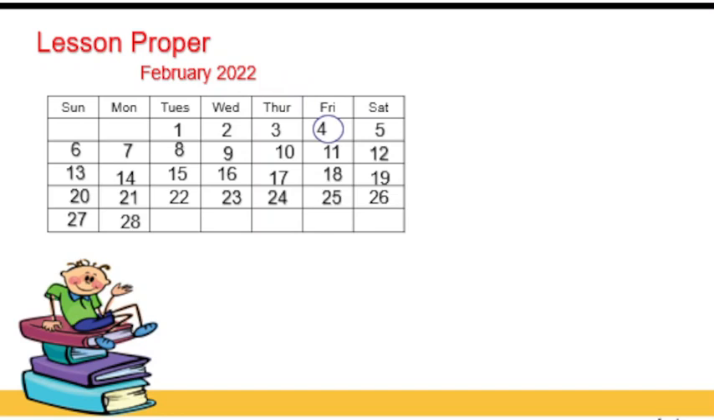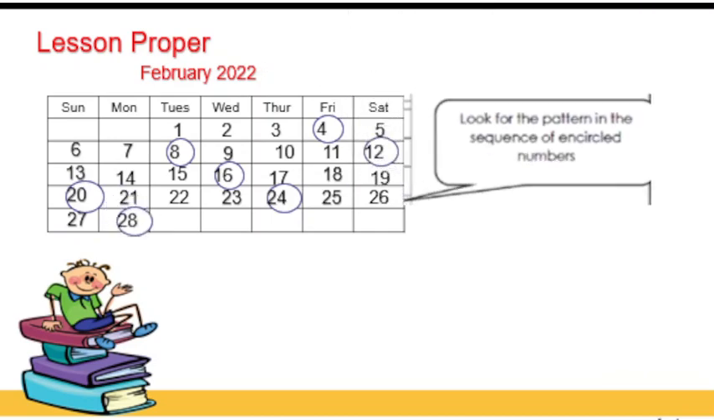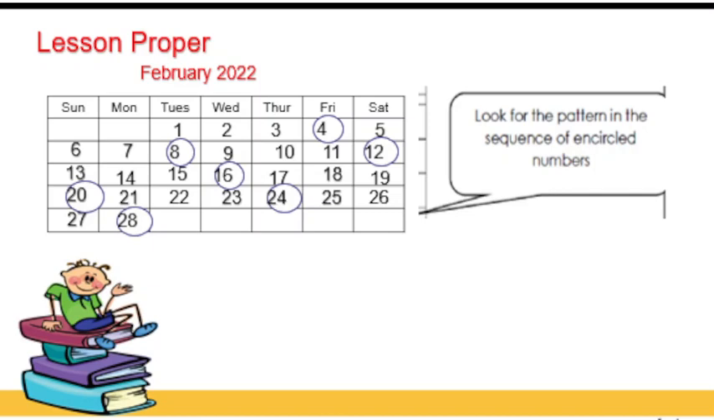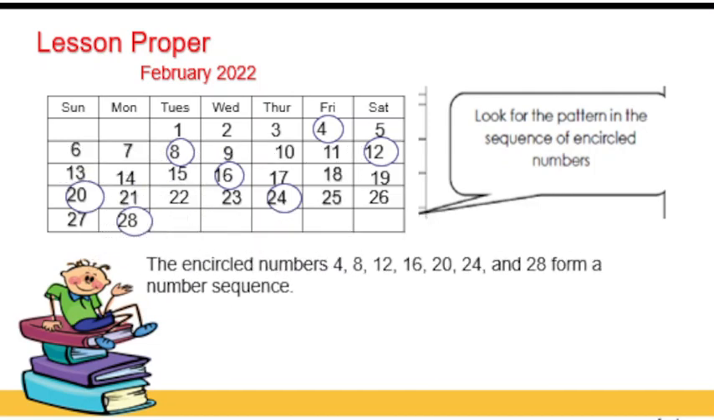Now, this time let us encircle 4, 8, 12, 16, 20, 24, and 28. Okay, what have you noticed on the encircled numbers? So the encircled numbers 4, 8, 12, 16, 20, 24, and 28 form a number sequence.